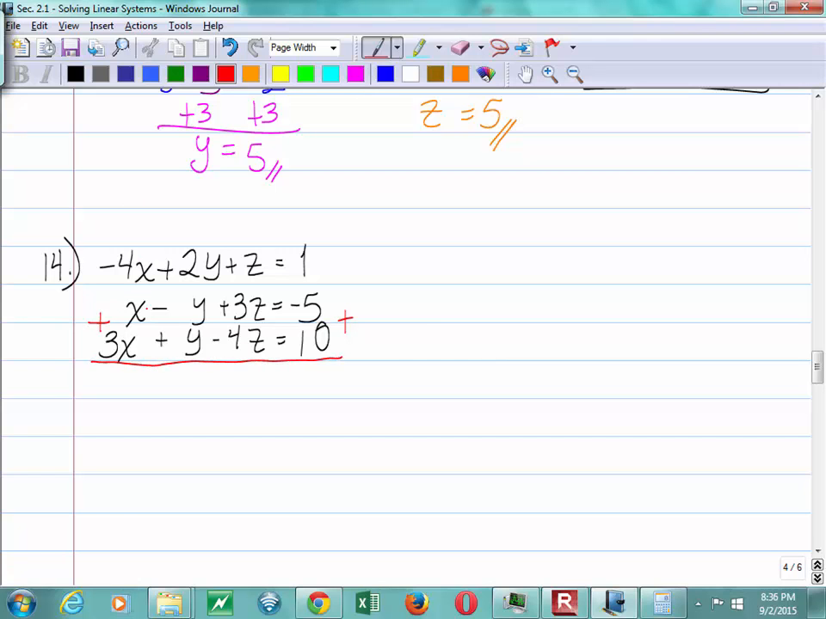Okay, so let's add the second 2 equations together. So x plus 3x would be 4x. The y's cancel out. 3z minus 4z gives me negative z, and negative 5 plus 10 gives me positive 5.